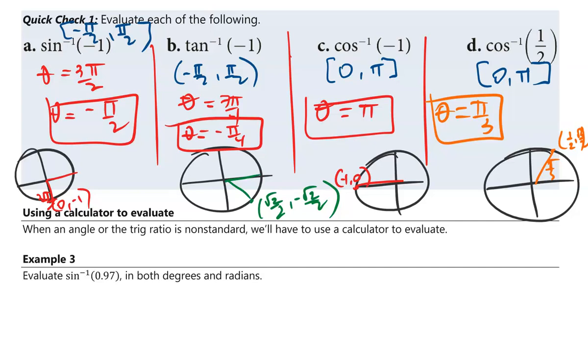Next, using a calculator to evaluate. When an angle or the trig ratio is non-standard, we'll have to use a calculator to evaluate. Let's say, for example, evaluate inverse sine of 0.97 in both degrees and radians. The easiest way to do this is with decimals. All we have to do is type inverse sine of 0.97, and I'll show it to you.